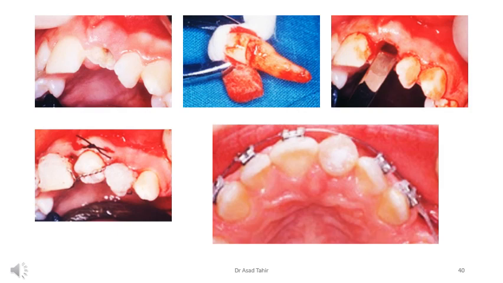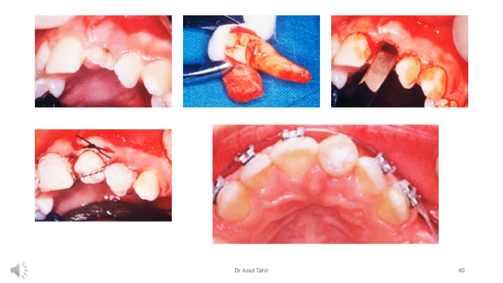Widening of maxillary left central incisor socket with chisel. After extraction, the socket of the maxillary left central incisor is widened using a chisel. This step is important to prepare the socket to receive the transplanted tooth. Transplantation of mandibular premolar to maxillary left central incisor socket.